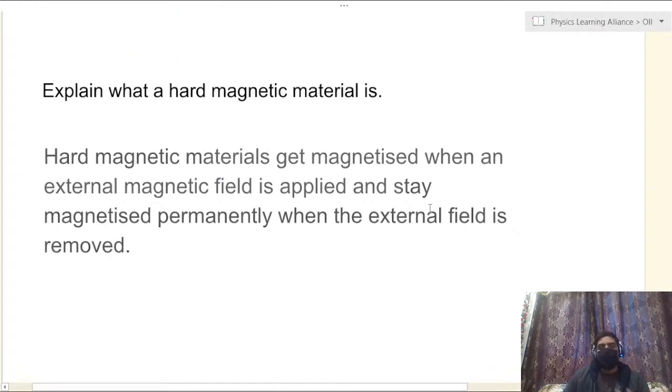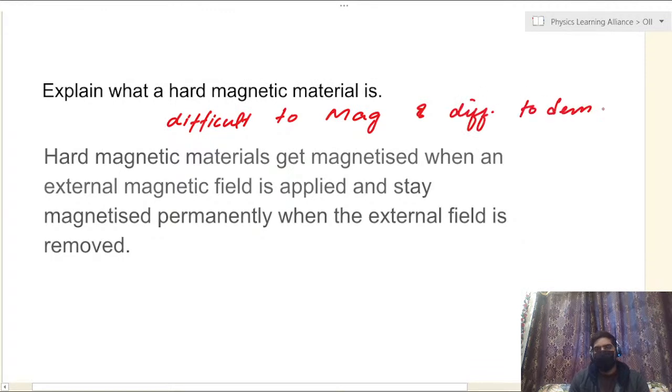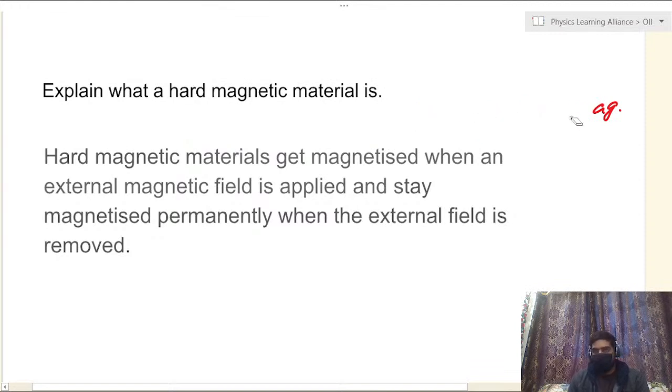So what is a hard magnetic material? Hard magnetic materials are the ones which are difficult to magnetize and also difficult to demagnetize. But once you magnetize them, they will behave like a magnetic material for a long time.